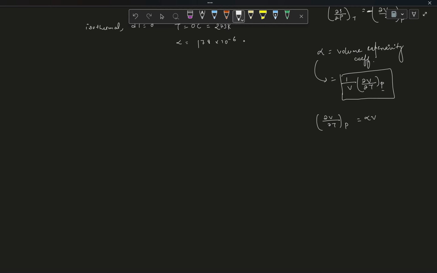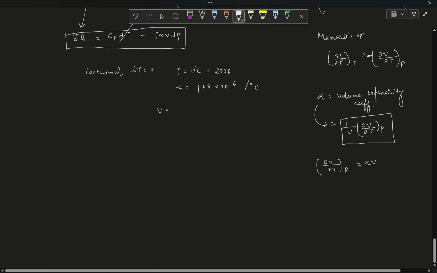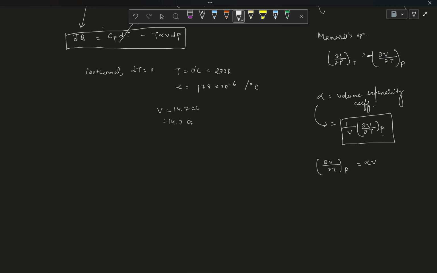So this is the alpha value, 178 into 10 to the power minus 6 per degree centigrade, and what is the other value? The volume is 14.7 cc, or if you have to convert it into SI, it is 14.7 centimeter cube, and you know that 1 centimeter is equal to 10 to the power minus 2 meter. So this is 14.7 times 10 to the power minus 2 whole cube meter cube. So this is 14.7 into 10 to the power of minus 6 meter cube.